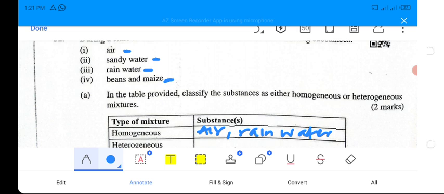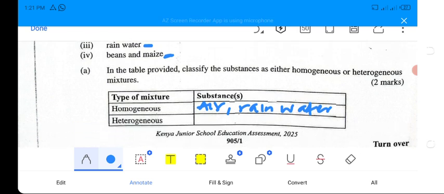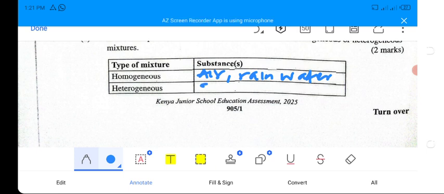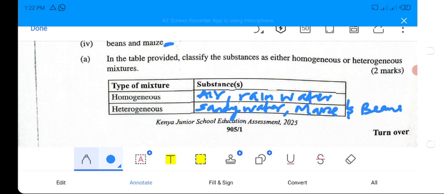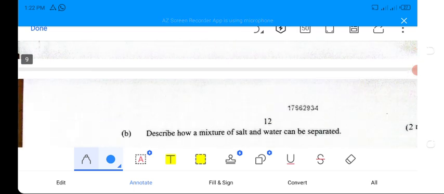So automatically sandy water, maize and beans becomes heterogeneous. So for that, each answer is equivalent to half a mark. So half a mark for air, half a mark for rainwater, half a mark for sandy water, and half a mark for maize and beans. So the total amounts to 2 marks.